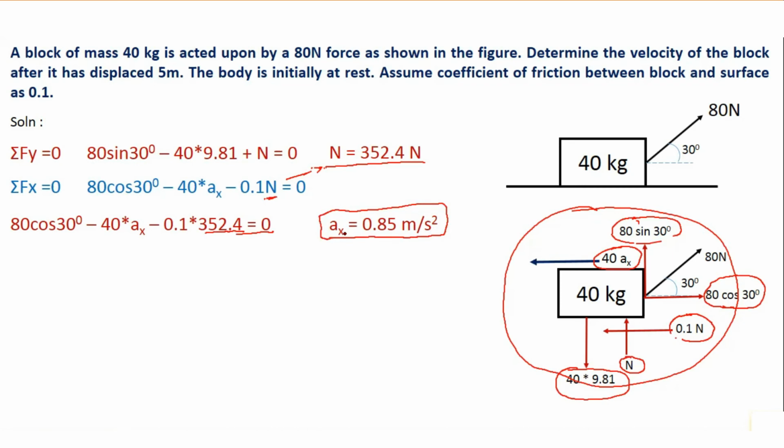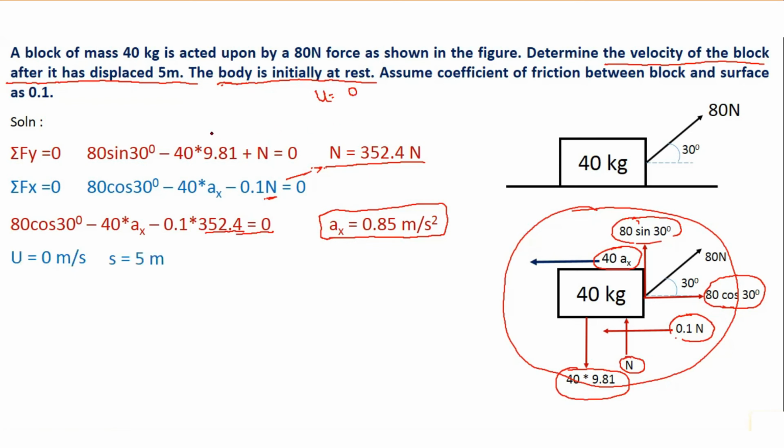But what was our requirement? Our requirement was determine the velocity of the block after it has displaced 5 meters. So we got acceleration, we need velocity. So what we will do, we will use equations of motion. And also we are given that body is initially at rest. That means I can write initial velocity u is equal to 0.